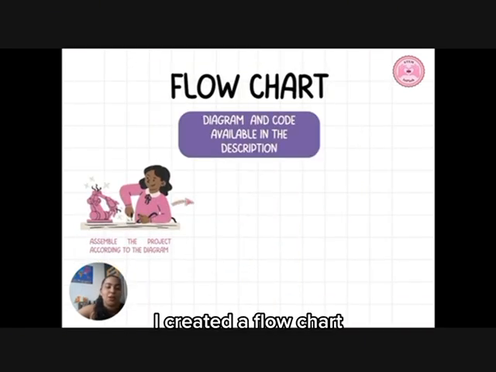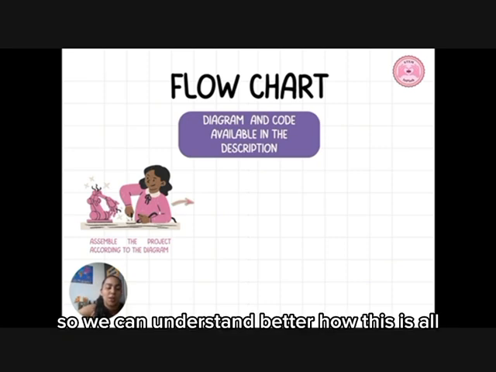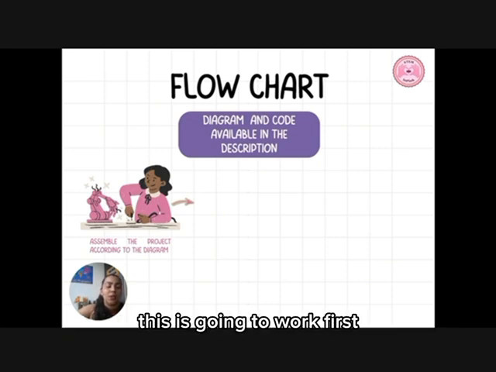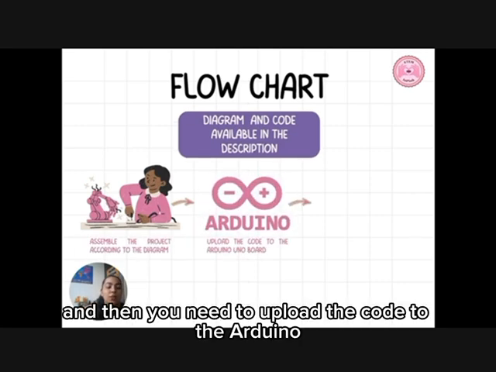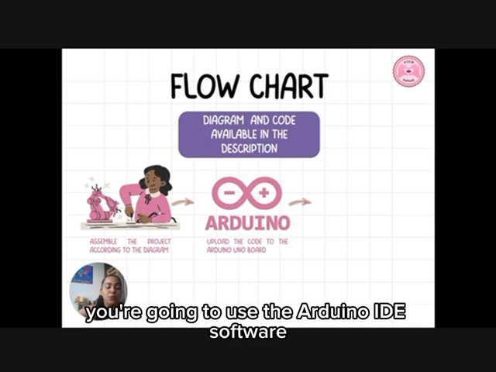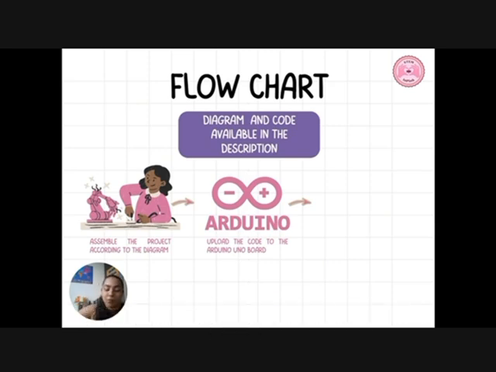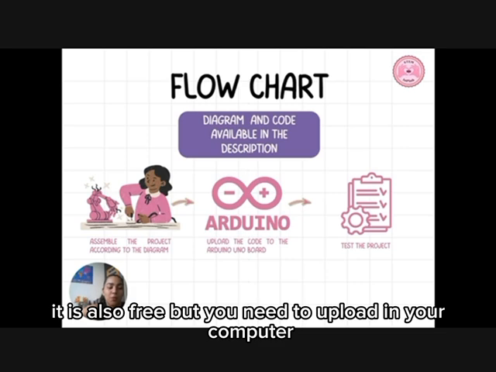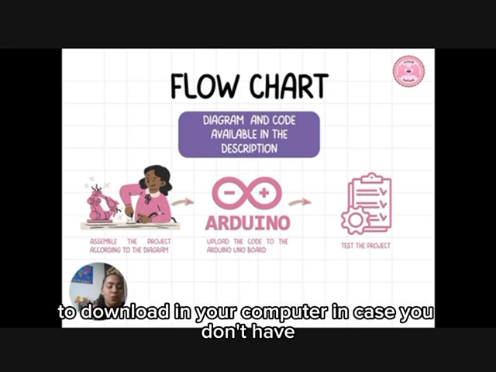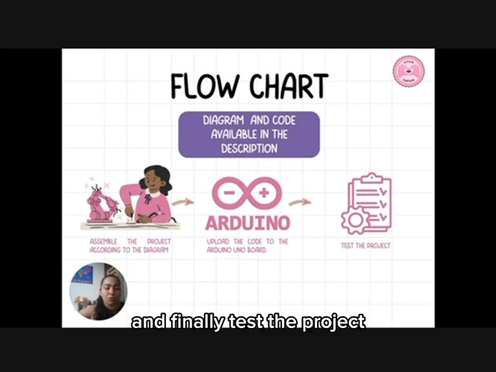I created a flowchart so we can understand better how this is going to work. First, you need to assemble the project according to the diagram, and then you need to upload the code to the Arduino Uno board, and for that you're going to use the Arduino IDE software. It is also free, but you need to download it to your computer in case you don't have it. And finally, test the project.